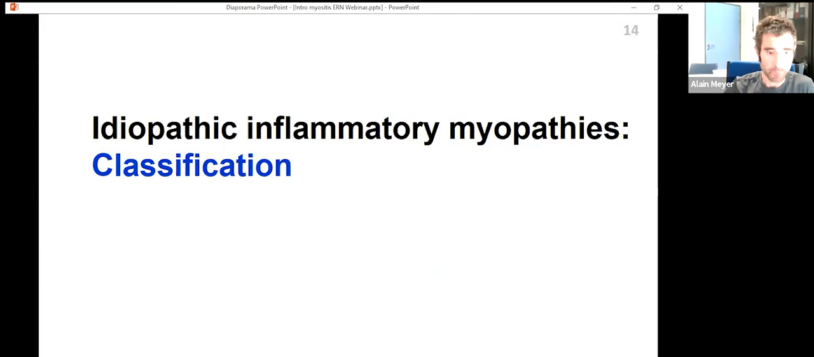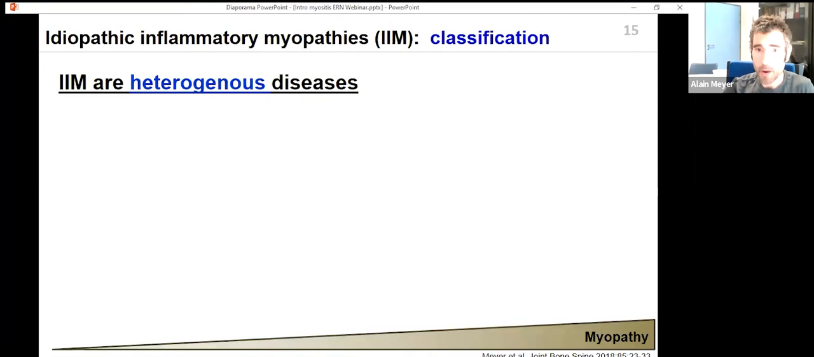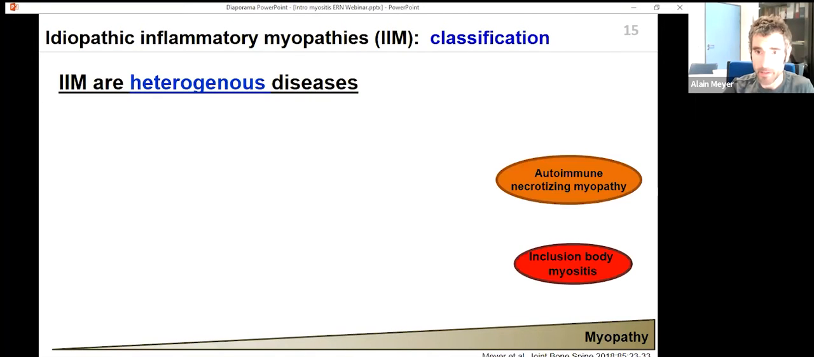So, now that we have diagnosed inflammatory myopathies, how to classify them? Currently, there is no universally accepted classification of inflammatory myopathies. Yet, we all agree that inflammatory myopathies are heterogeneous diseases. Schematically, the myopathy is at the forefront of necrotizing myopathy and inclusion body myositis.